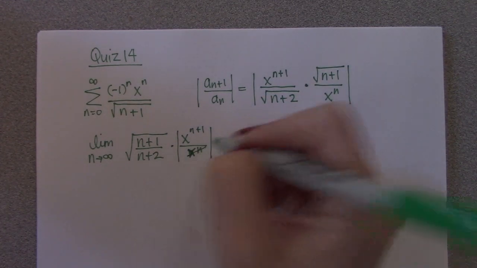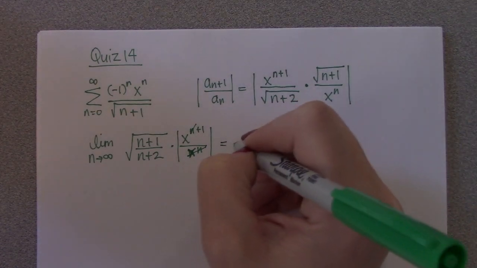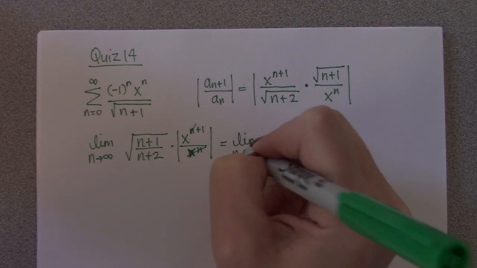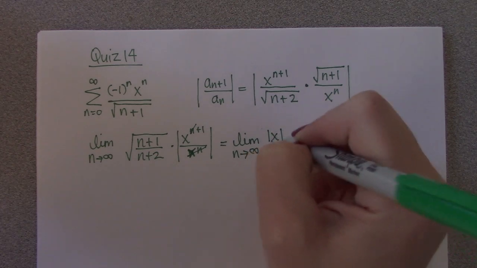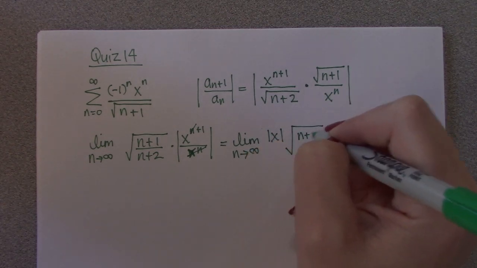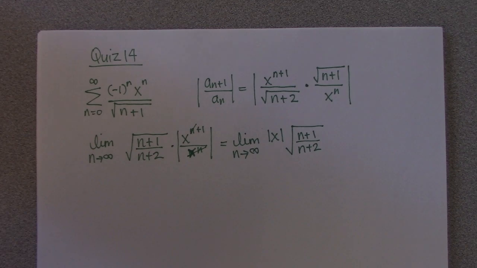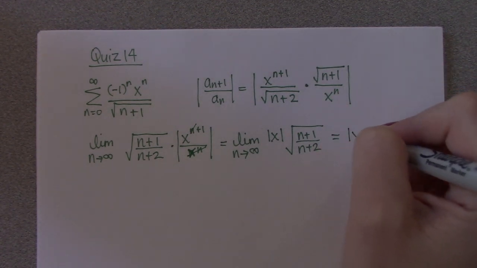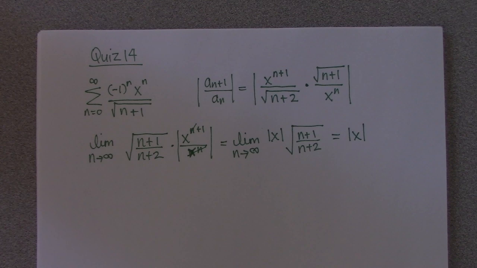So this x to the n is going to cancel the x to the n, and I'm going to end up getting the limit of the absolute value of x times the square root of n plus 1 over n plus 2. For the purposes of the limit, n is the variable, not x. You get to treat the x's like they're constants. So the limit of the stuff under the square root is just going to go to 1. So this is just going to be the absolute value of x times 1. That's what you get out of your limit.